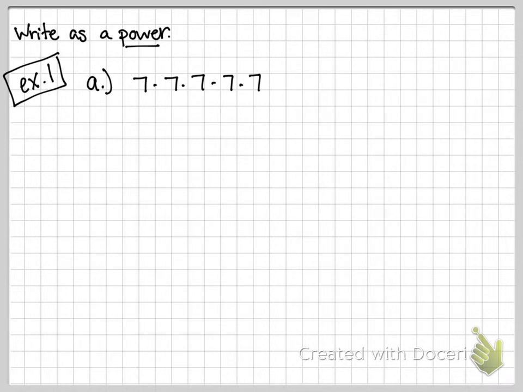What would your base be? What is the number that's being repeated? Roger, what's your base? 7. Very good. And the exponent tells us how many times we repeated that base. Liam, what would your exponent be? 5. So remember, we write the exponents a little smaller, and it goes to the right of that base. How do we say this number in proper mathematical terms? Edna? 7 to the 5th power. Perfect. 7 to the 5th power. Very good. Let's do another one.